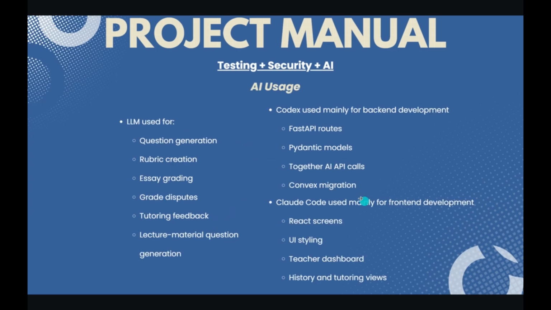AI usage. The LLM was used for a number of things like question generation, rubric generation, etc. Everything here. Codex was mainly used for backend development, and Claude was used for front end.